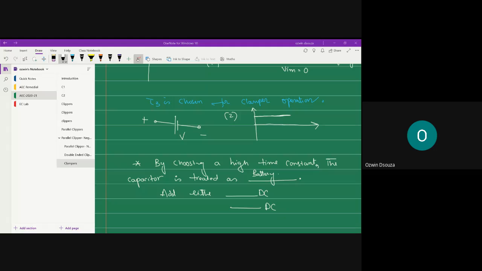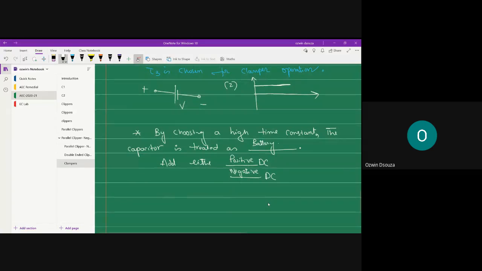If you convert that capacitor into a battery, then only one can shift the waveform in the positive direction or in the negative direction. Positive direction is possible if you achieve positive DC, and you will be able to shift the waveform in the negative direction, provided your capacitor is providing you a negative DC voltage. So this is the basis, the base for your clamper circuit.